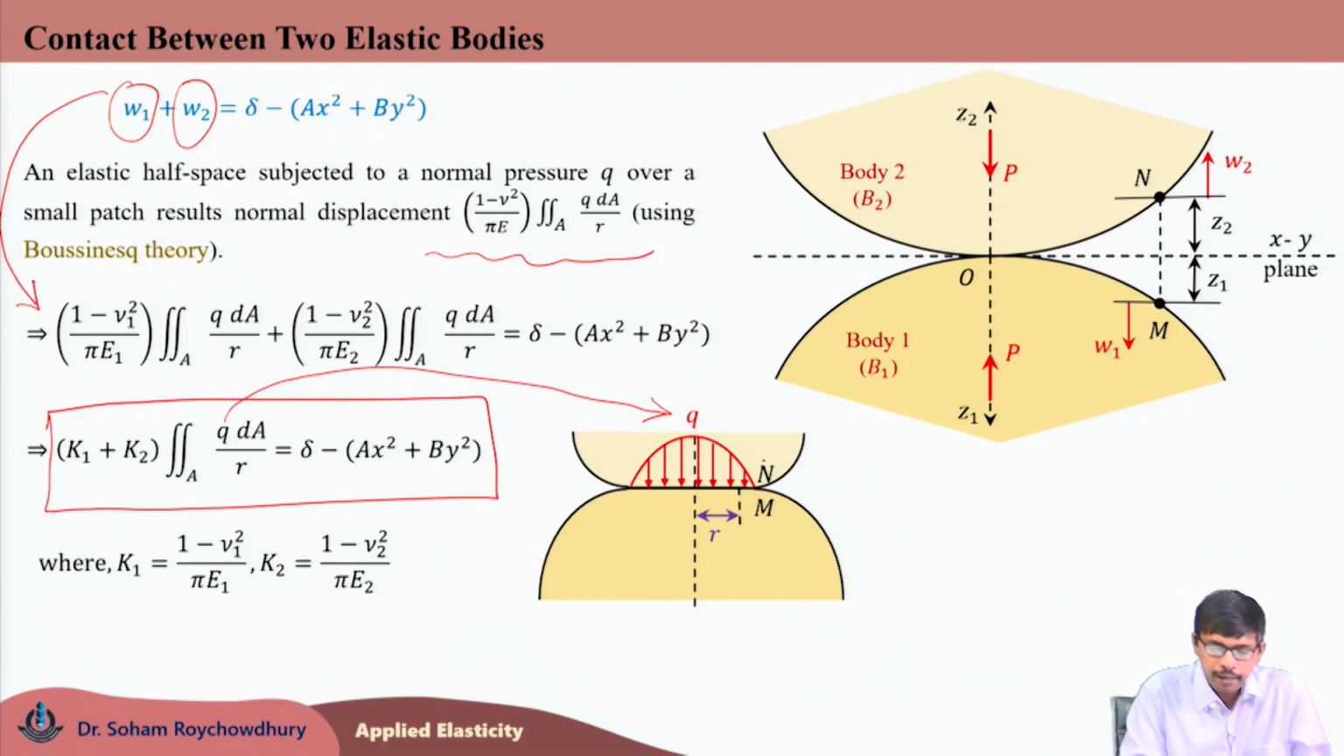So, now M and N are the 2 points which came into contact within the contact patch. So, they are coinciding points, and q is the distribution of the pressure profile within the contact patch, which can be related with delta, the approach distance, using this equation. And k1, k2 are two constants which we can obtain by using the material properties of the two bodies. If two bodies are identical, k1 and k2 would be the same.